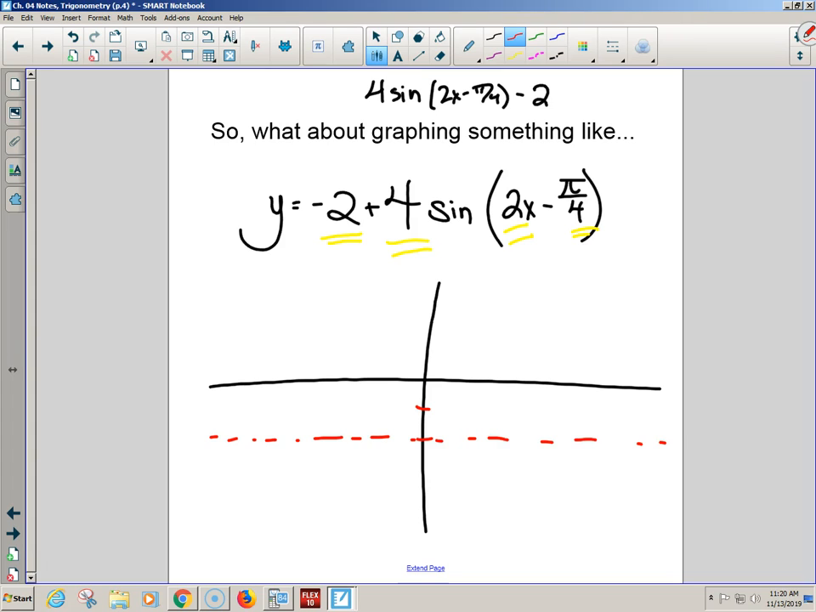Now, I call this by a special name. I actually call this an SA at y equals -2. I call this my SA, sinusoidal axis, the axis about which the wave oscillates.